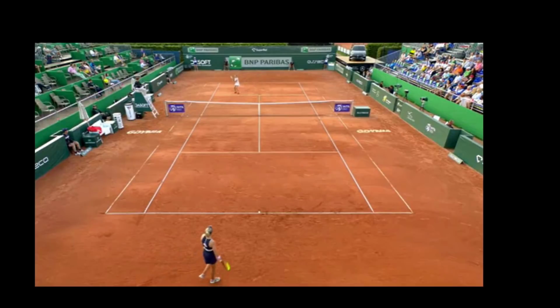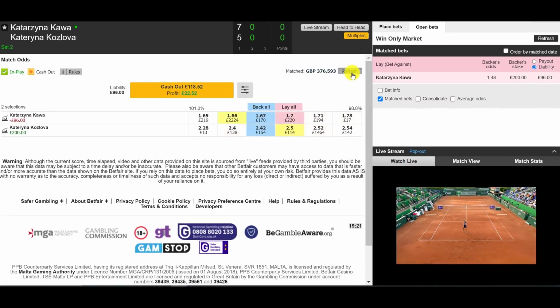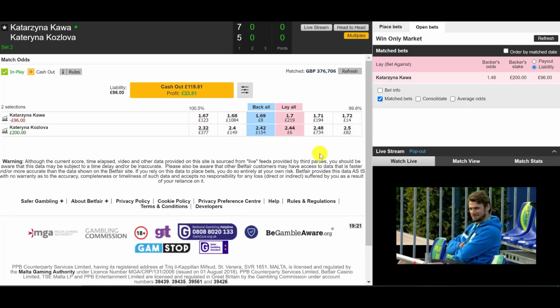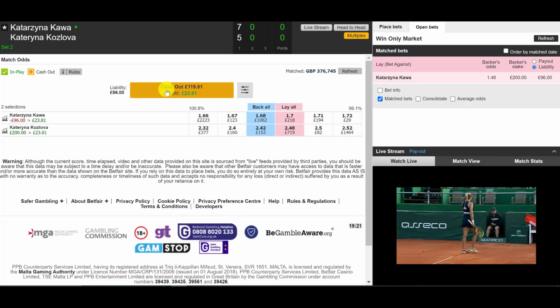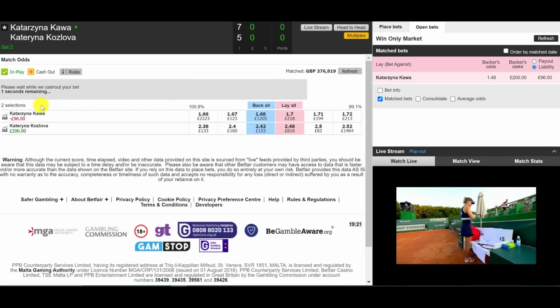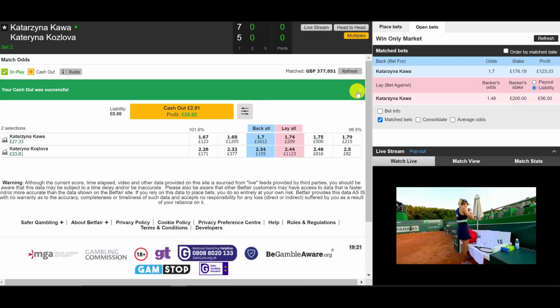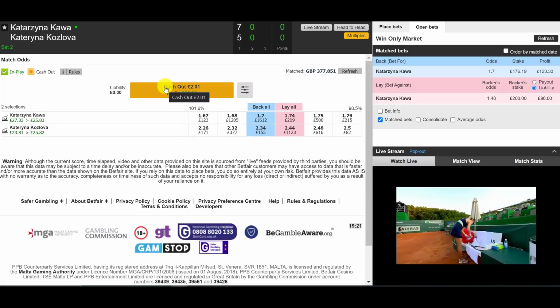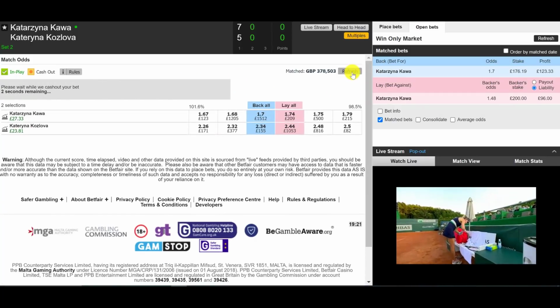Looks like she's going to miss one of those, or is she? All right, the ball's still in play. Let's see what happens. Okay, and she's got it. So yeah, that was an interesting one. And so what we do, we've got the move, and you can see the price has drifted out to 1.7-ish, just 1 point. Let's lock it in.